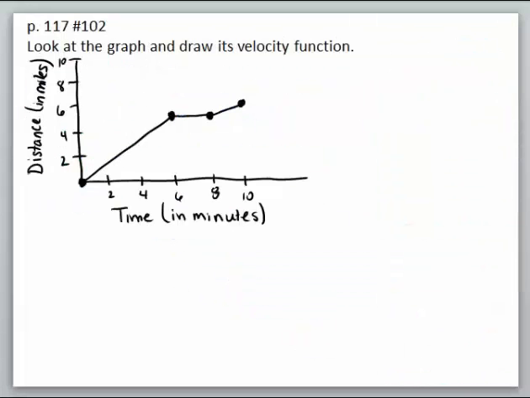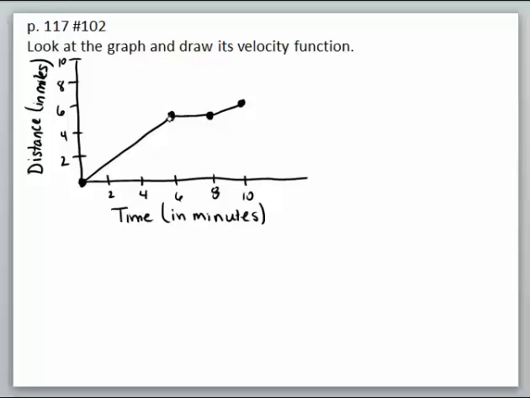All right, for this problem it says, look at the graph and draw its velocity function. Now, the first thing I want you guys to realize is that we have distance over here, so we're talking about a distance function, and they want us to find the velocity. Velocity is the derivative of distance, so it's asking you to find the slope of the tangent lines to the curve.